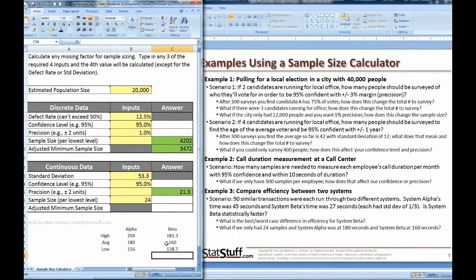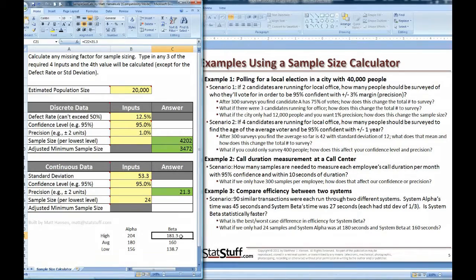Now for these two, what we're seeing is for alpha, the fastest alpha will probably perform at least on the average, what their true average might be for the true population of all the transactions. Their true average could be as low as 156 seconds. For beta, their true average could be as high as 181.3 seconds. Well, if you notice, there's a big overlap now between them. 156 seconds is much lower than the 181 seconds for the system beta.